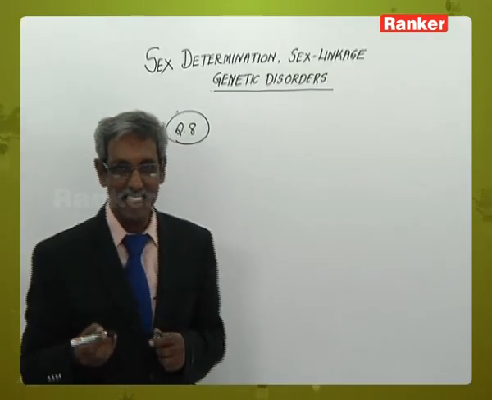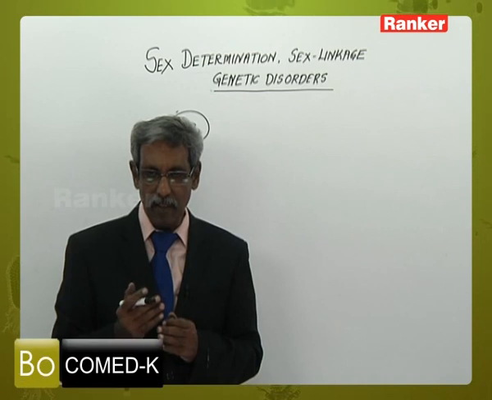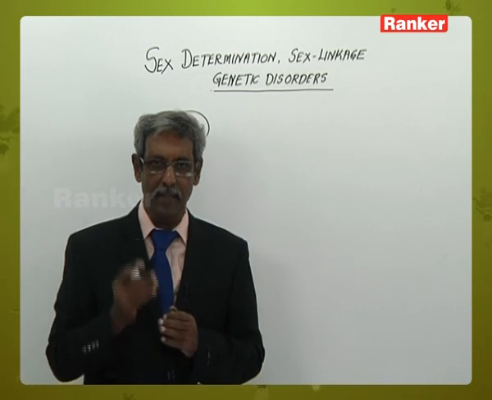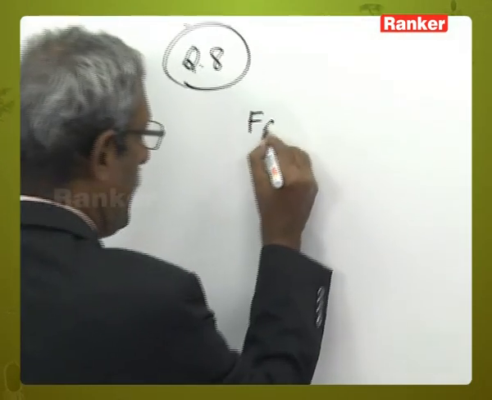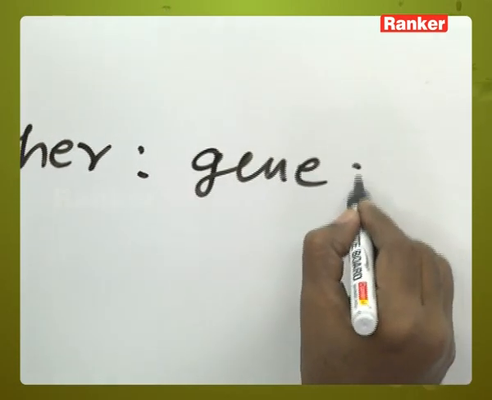Now, question number 8 says, a colorblind daughter may be born if, the choices are A, the father is normal, mother is colorblind; B, father is colorblind and mother is normal; C, father is normal and mother is a carrier; and D, the father is colorblind and mother is a carrier. As implied through several studies on the genetics of colorblindness, we always understand that the gene for colorblindness is transmitted by the father. The basic principle in the genetics of colorblindness is that the father has the gene for colorblindness.